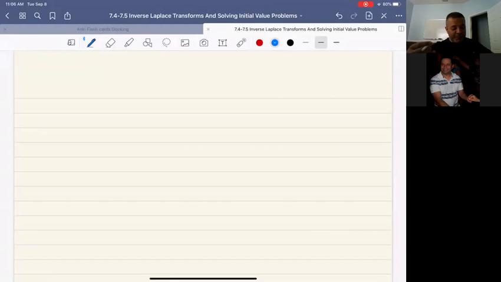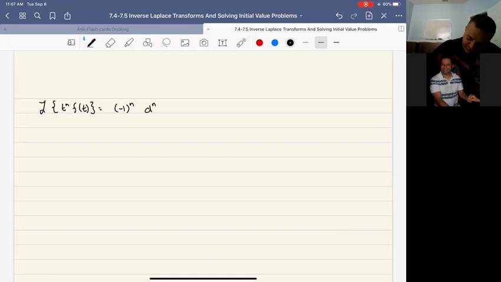All right, welcome back. So before we do the next problem, I want to talk about one little bit of theory. It's not really hard, but we're going to take the Laplace transform of t to the n f of t, and this equals -1 to the n times the nth derivative of the Laplace transform, which we're going to call F, with respect to s. Okay, so let's just go ahead and see how that works.